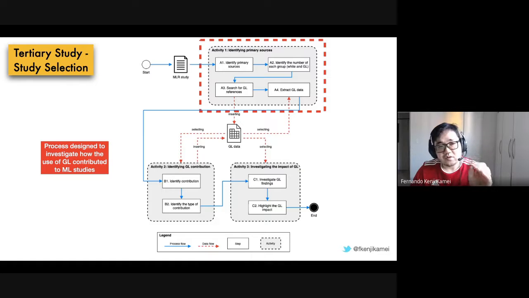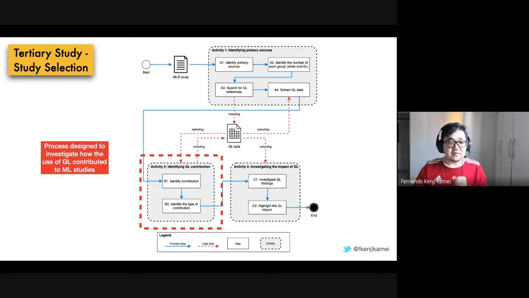The first activity consisted of identifying primary sources and collecting information about them. Some multivocal studies did not classify or use a separate list to include the references of the studies. We needed to manually find them. First, we searched for the primary sources in the multivocal studies. Then we counted the number of each group of studies. This group is separated into traditional literature and gray literature. After that, we extracted the related data and stored the information in a spreadsheet. Then in the last step in this activity, we searched for related references in the study and stored this information.